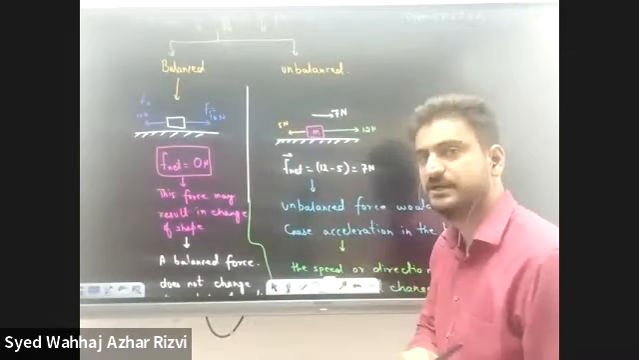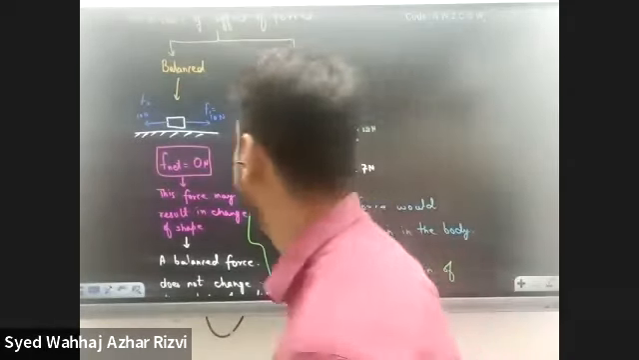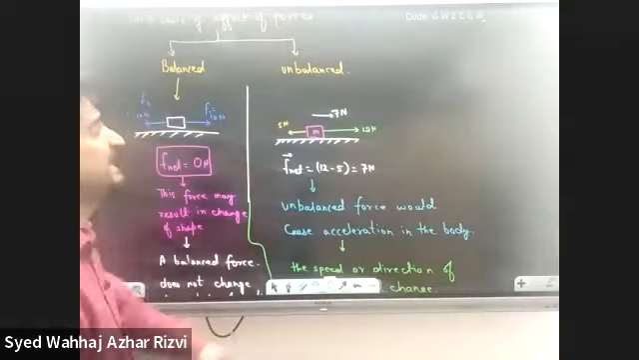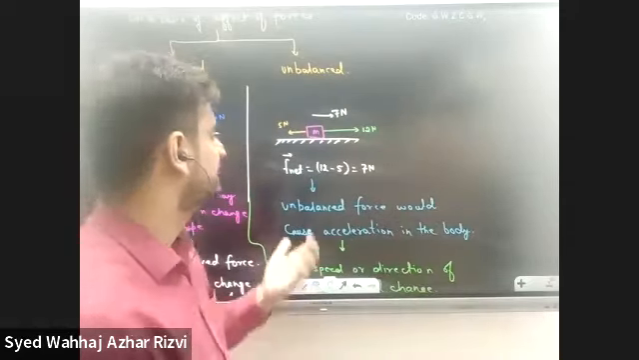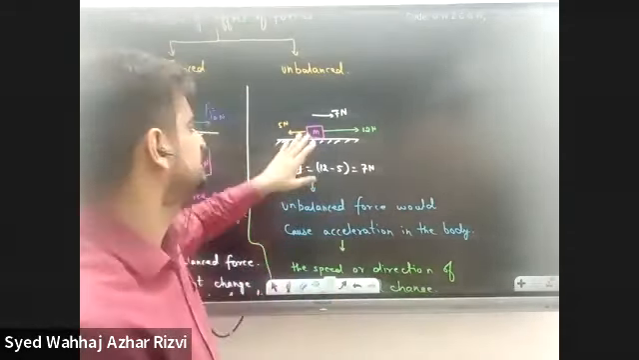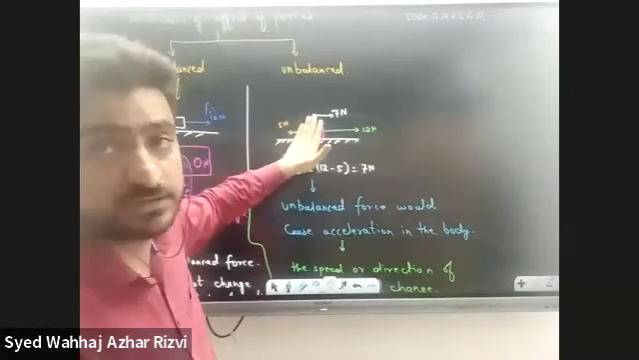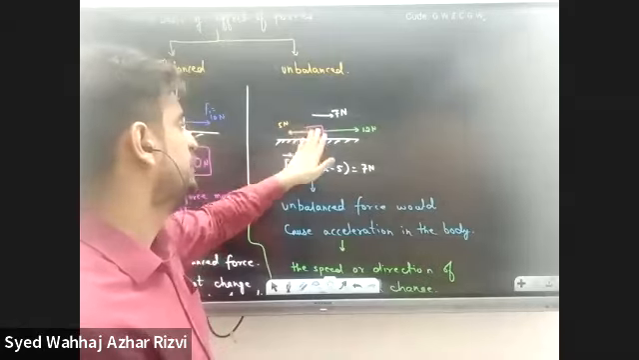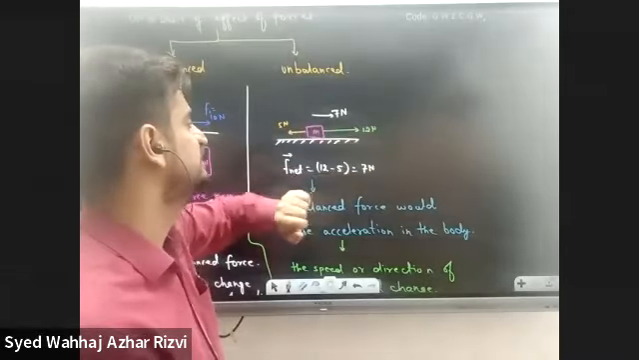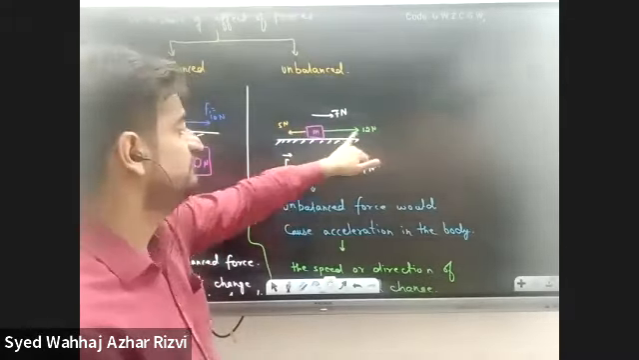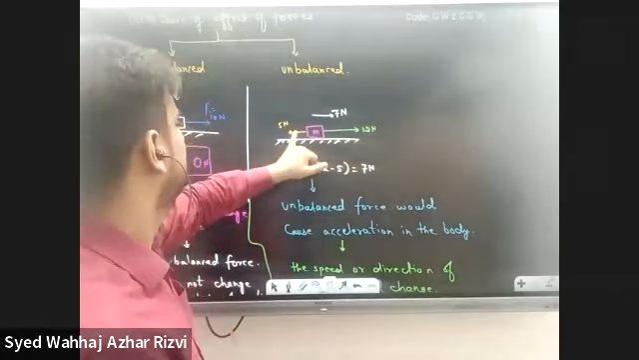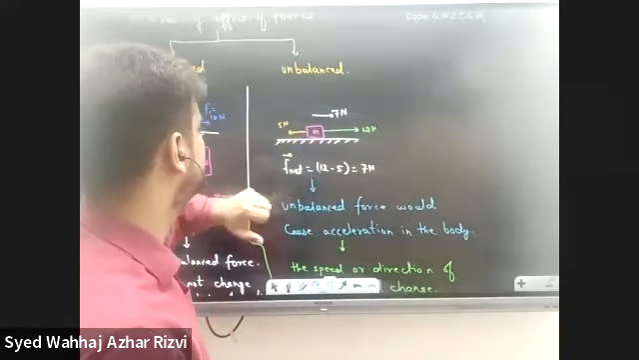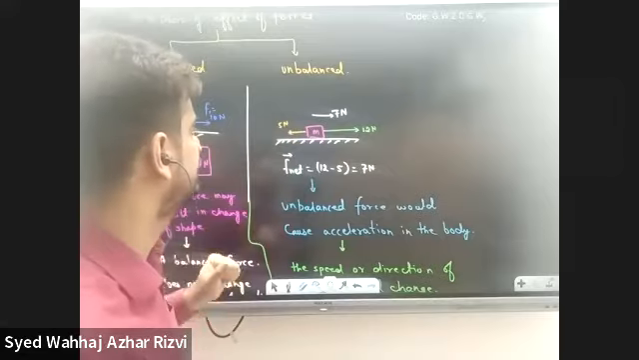If there's a balanced force, it's only going to change the shape. Again, we have an unbalanced force, like this pink box. This pink box is experiencing two forces. One of the forces, the green one, has 12 units, basically 12 Newtons. And the yellow force is 5 Newtons of force towards the left.